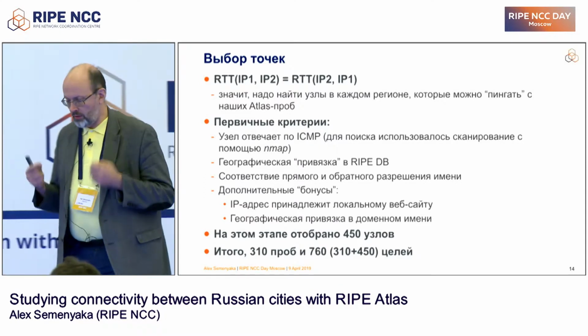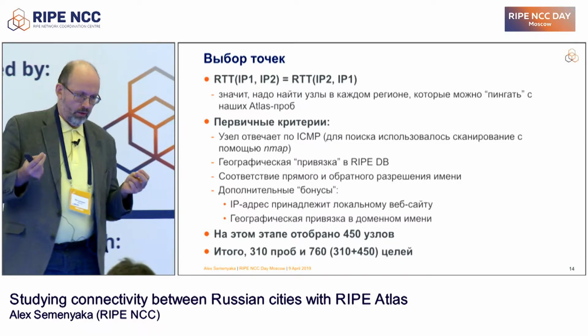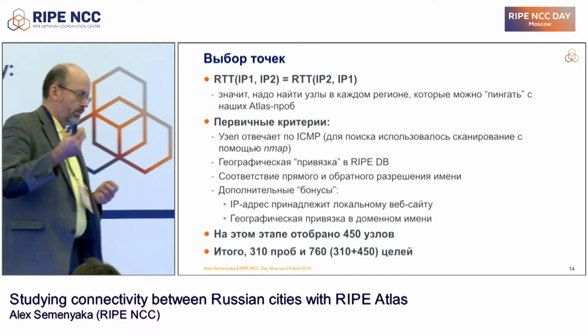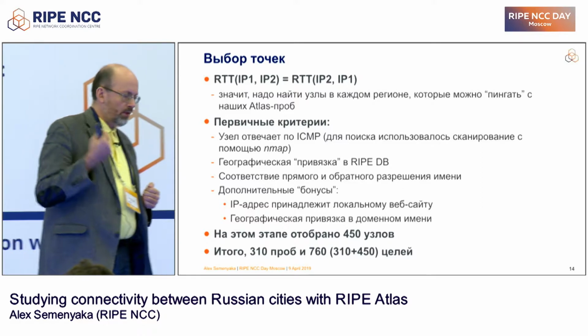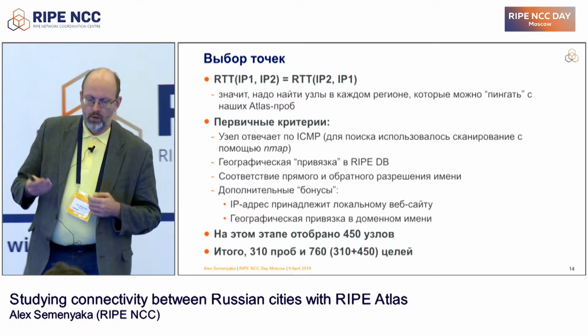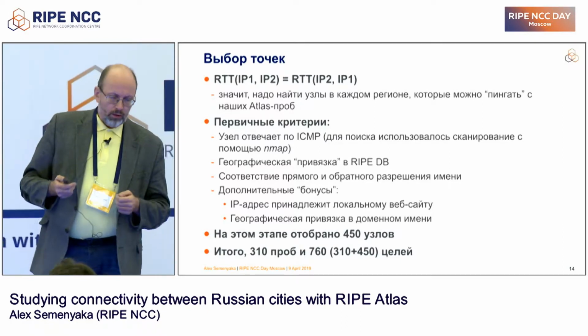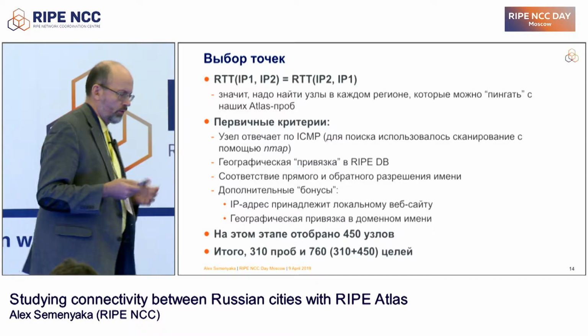I considered that a round trip from A to B is the same as a round trip from B to A. And if we have some number of Atlas probes, we can add additional nodes to achieve our purpose if we understand the geolocalization clearly. I selected those nodes.